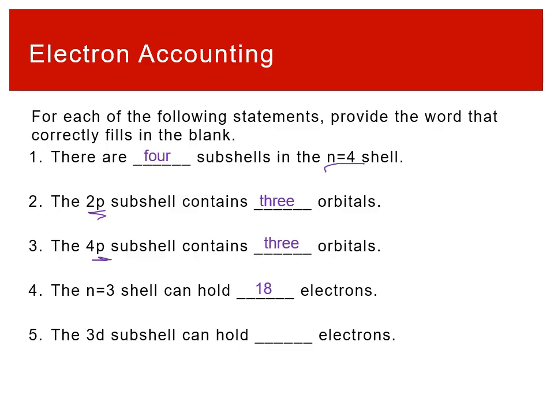Okay. The 3d subshell can hold blank electrons. Just like for 2p and 4p, the number of orbitals was based on the letter. The number of electrons is again based on the letter, because you just want to figure out the total number of orbitals and multiply by 2. So d-type can have 5 orbitals. 5 times 2 is 10 total electrons. And again, that's a maximum occupancy. It can hold up to 10 electrons. It can also have less than that.